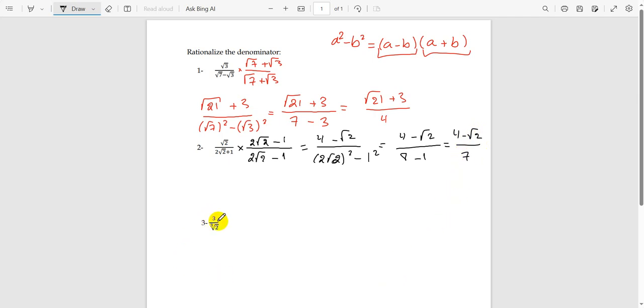For part 3, we will ask, what is the goal of rationalization? Actually, it is to get rid of the radical from the denominator or numerator. It depends on which term we are rationalizing. Right here we are rationalizing the denominator, so we have to get rid of the radical from the denominator. I will write it in another form. It will be 3 over 2 power 1 over 3.